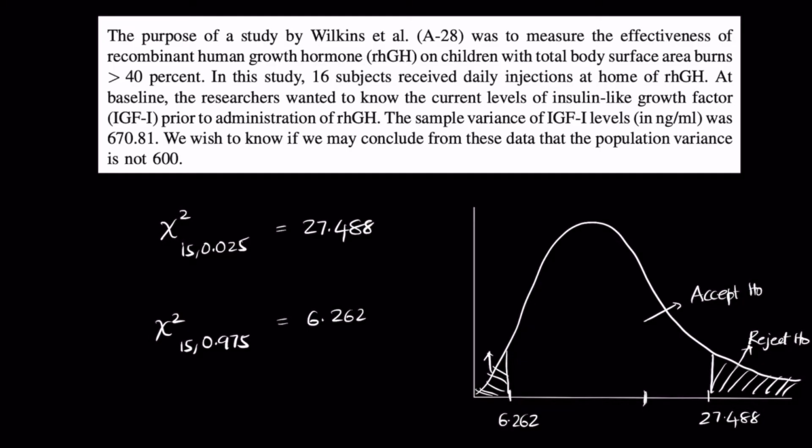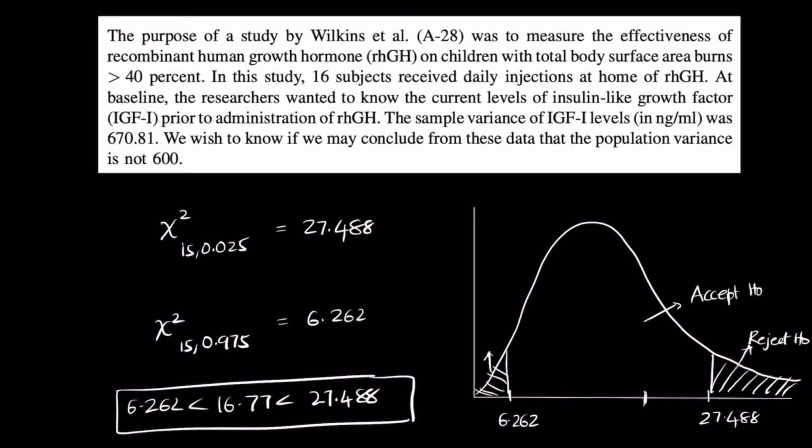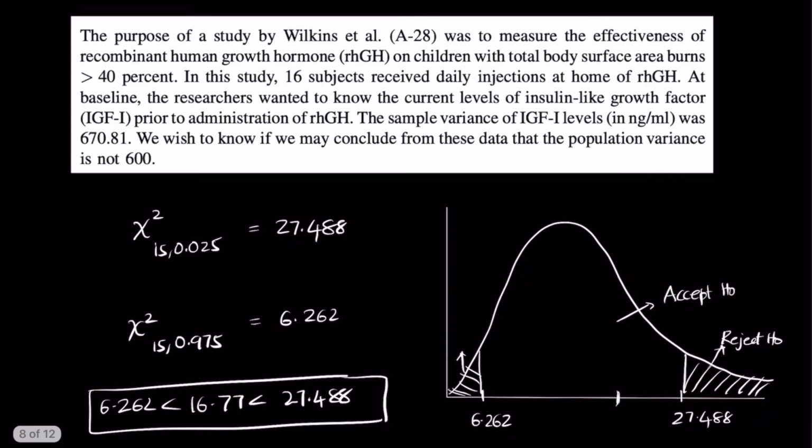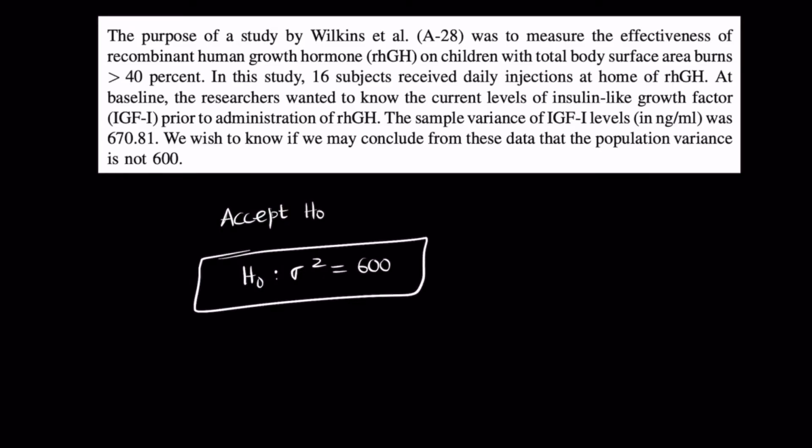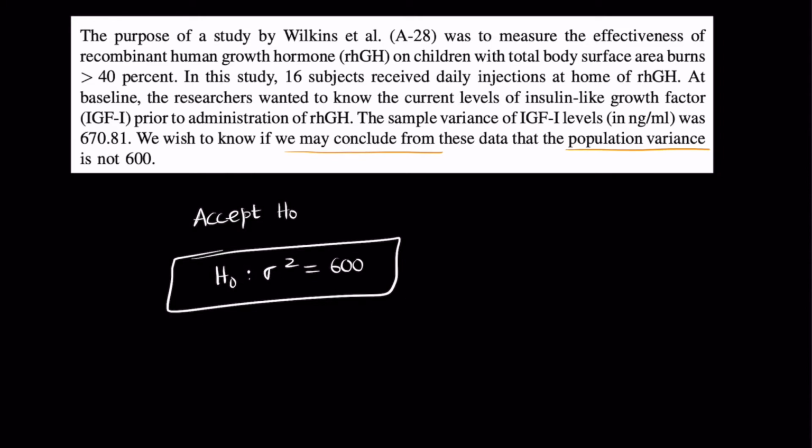So because this chi-square value that we got lies between the two values that we have in the distribution, we have to accept H0. So the H0 basically says that sigma square is equal to 600. What we are saying is that they asked us to know if we may conclude from these data the population variance is not 600.